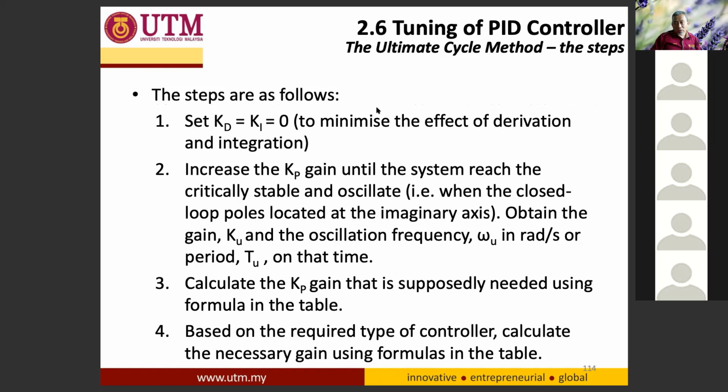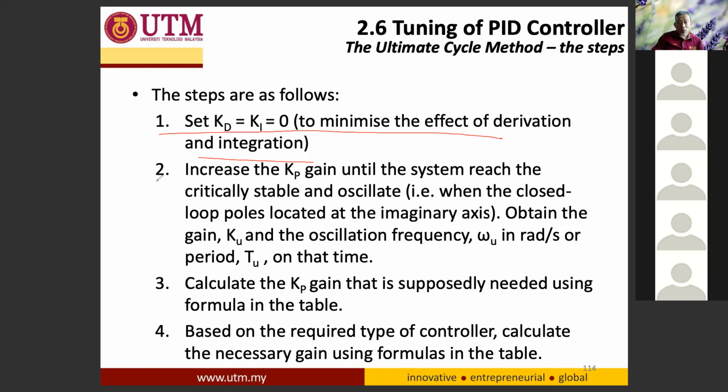So in order to do the alternate cycle method for Ziggler-Nichols PID tuning, there is a step for it. Okay, so the first step is you set KD equal to KI equal to 0, which means that you minimize the effect of derivations and integrations. Okay, first you set KD equal to KI equal to 0. Why? The purpose is to minimize the effect of the derivation factor and the integration factor.